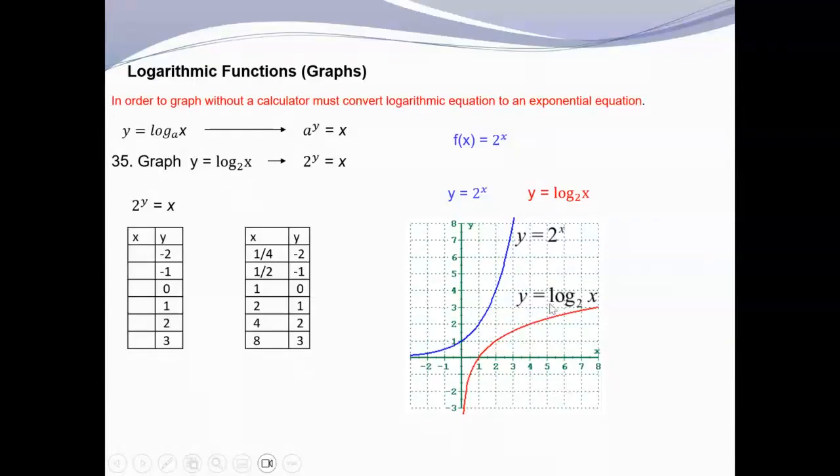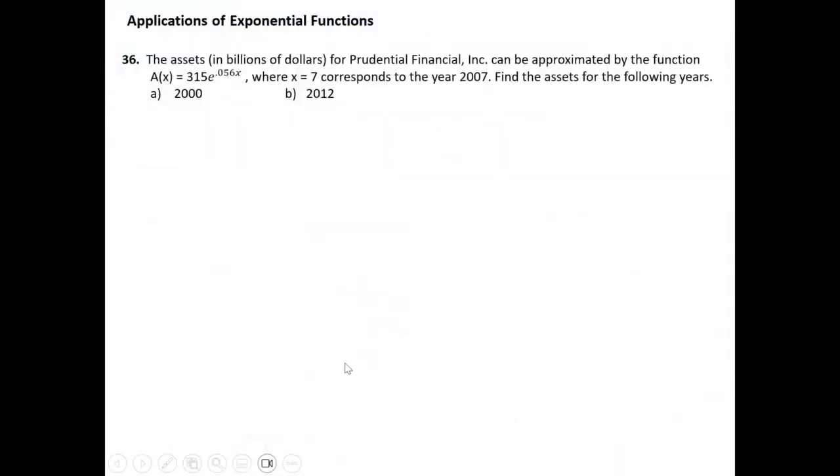Okay, and the log is in red. Okay, now this is how you apply it in a real life situation. This is number 36. It says the assets in billions of dollars for a Prudential Financial Incorporation can be approximated by the function A of x equals 315 e to the power of 0.056x, where x corresponds to the year 2007. Let's find the assets for the following years.